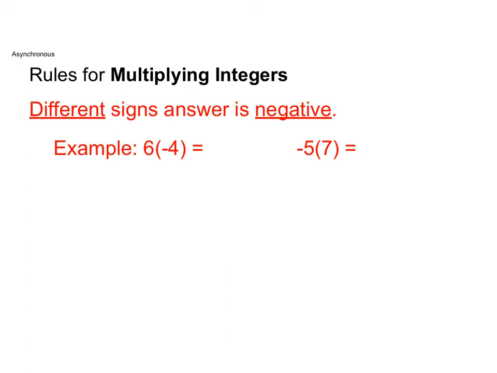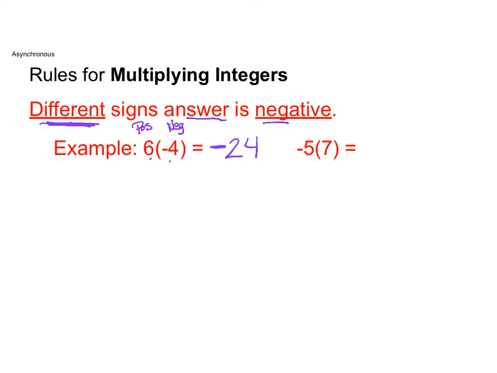So if I have 6 times a negative 4, so I have a positive and this is a negative. So my signs are different. So that's what I mean by different signs. So if I have positive and negative, those are different. That means my answer is negative. So that means my answer is going to be negative, and then I just multiply. So 6 times 4 is 24.